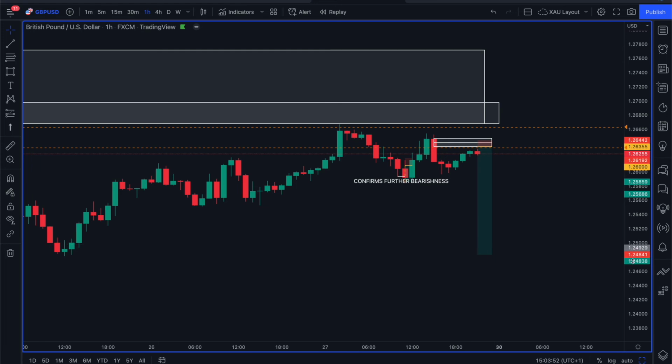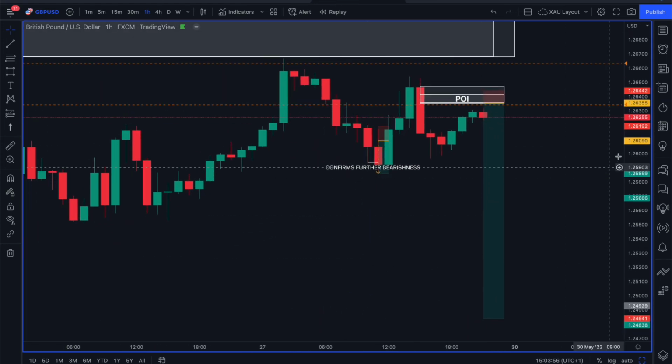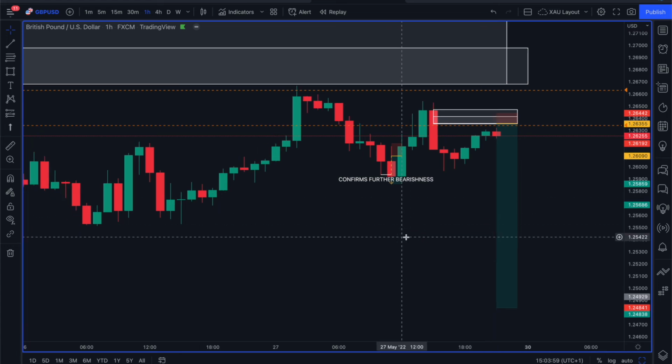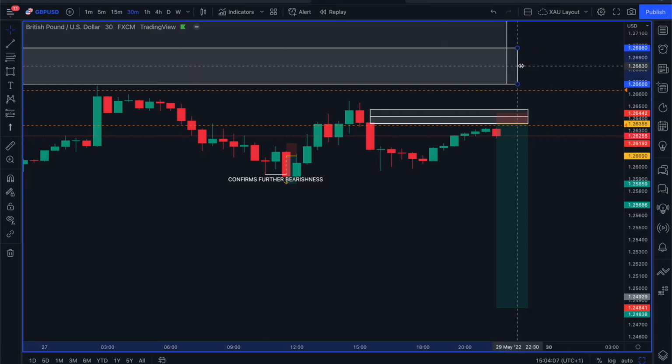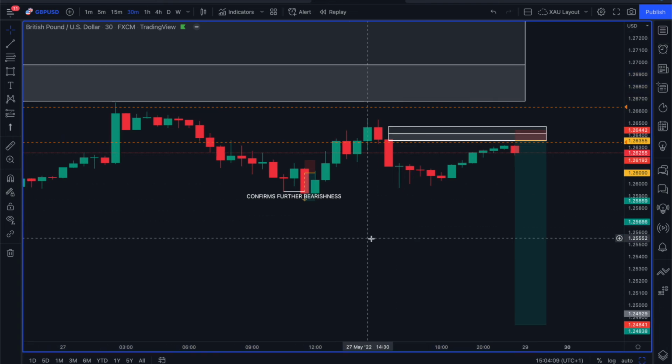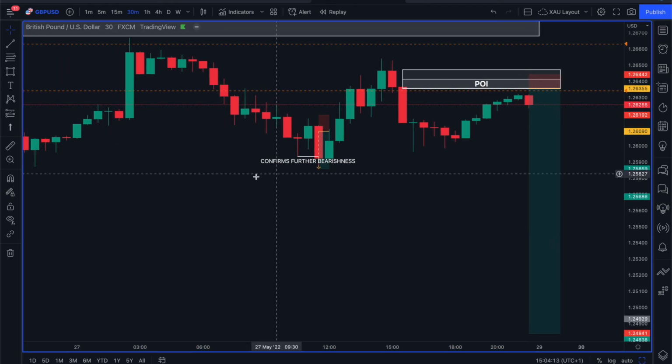but if we zoom in, we'll see that it actually didn't. Now, people may think, oh, well, it nearly tapped in, so it must be valid. Well, it's actually not. It's not valid unless it's tapped into, penetrated that point of interest. So we are still waiting for the penetration of this point of interest, and then we can look to go bearish longer term.